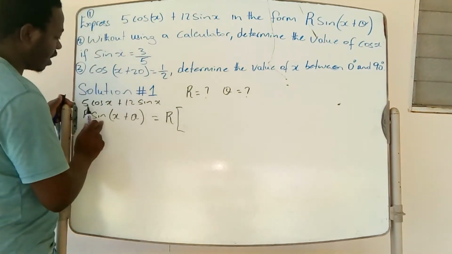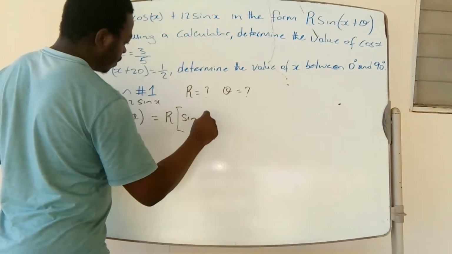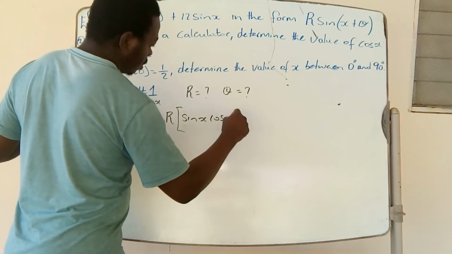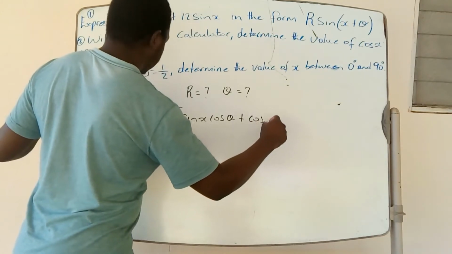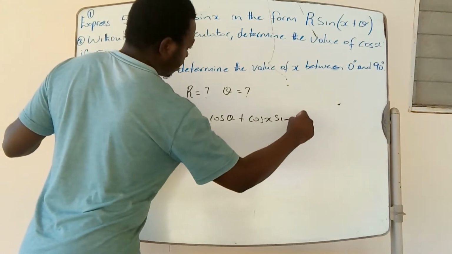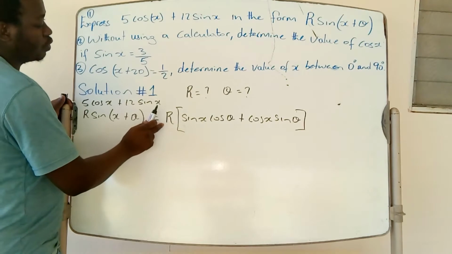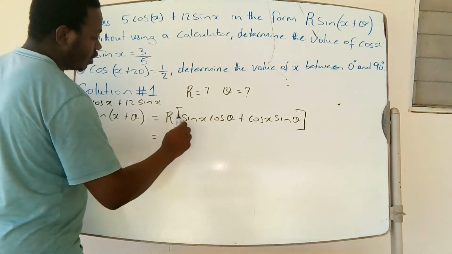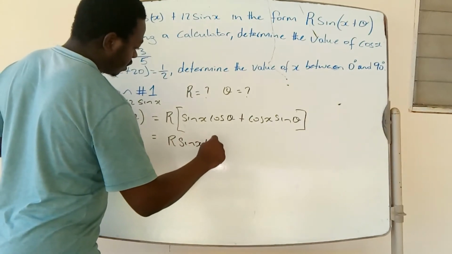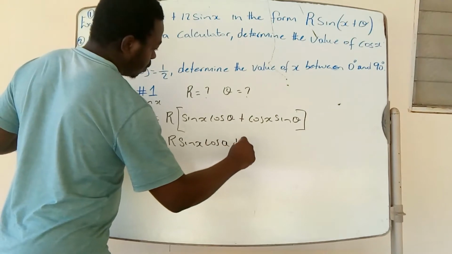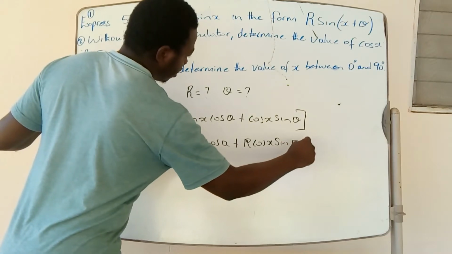So this would be sine cos, sorry. So this would be sine x cos theta plus cos x sine theta. Right? Then you can distribute the r to each term. If you distribute the r to each term, you now have r sine x cos theta plus r cos x sine theta.